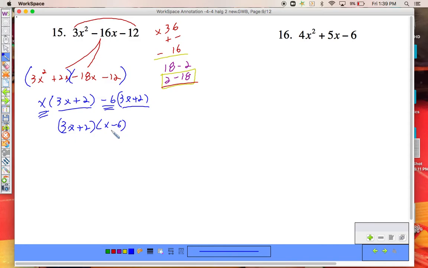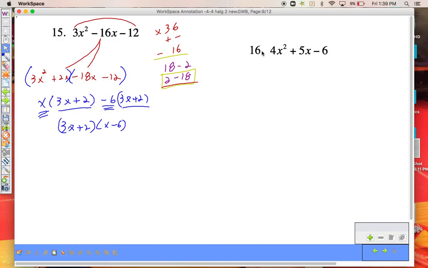Hopefully, we're slowly getting it. We're using all the information we learned in the first 12 problems to be able to do these. All right, one more like this. 4x squared plus 5x minus 16. Give this one a try, pause it, and unpause it periodically to make sure you're on the right track.